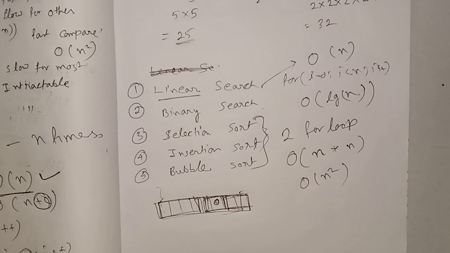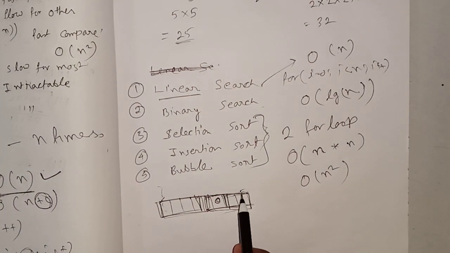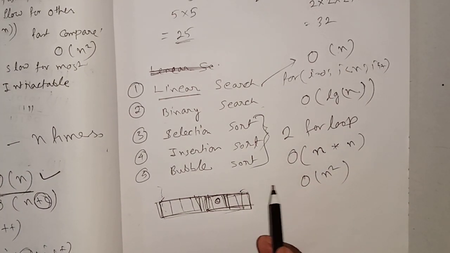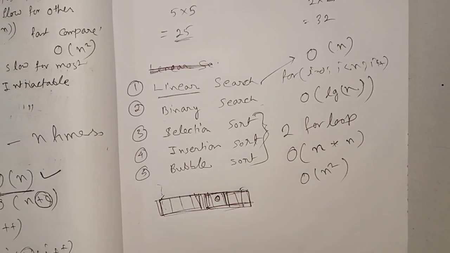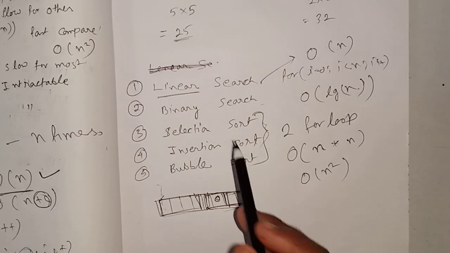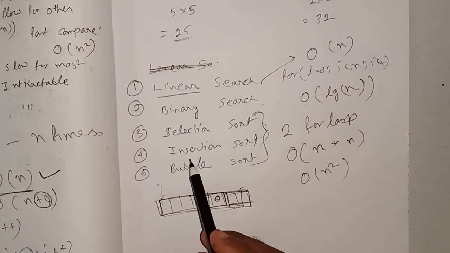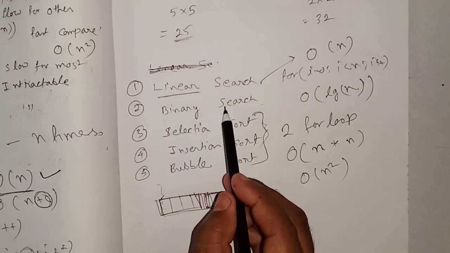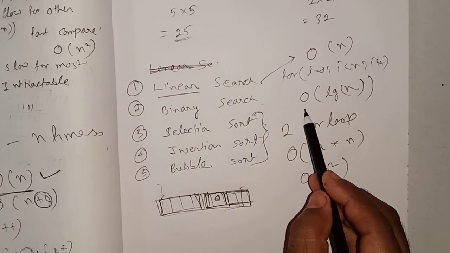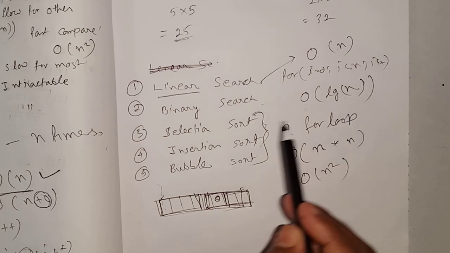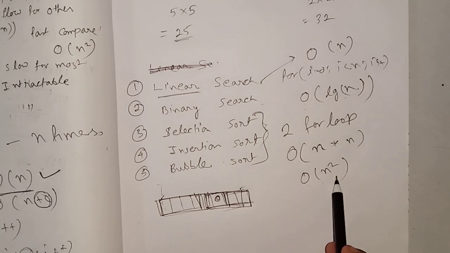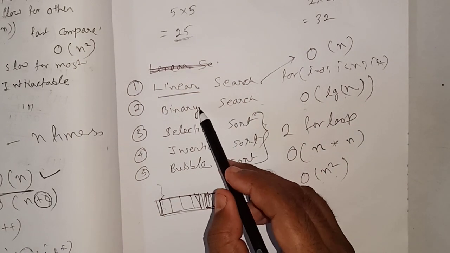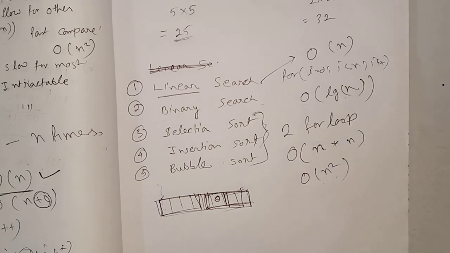Maybe the question asks: in binary search and bubble sort, which is faster and why. You need to write that binary search is faster than bubble sort because binary search time complexity is O(log n) and bubble sort time complexity is O(n square). So this is the reason why binary search is faster than bubble sort. This way you write the answer and you get full marks.